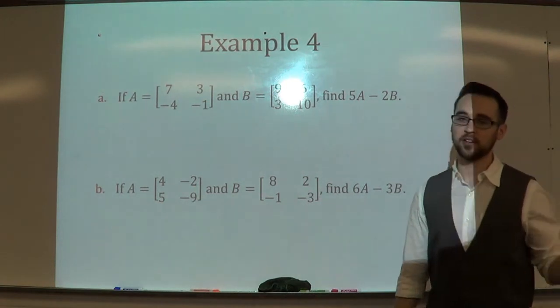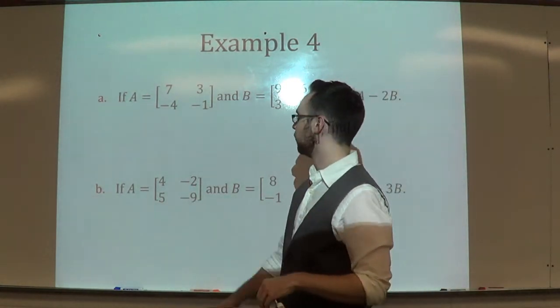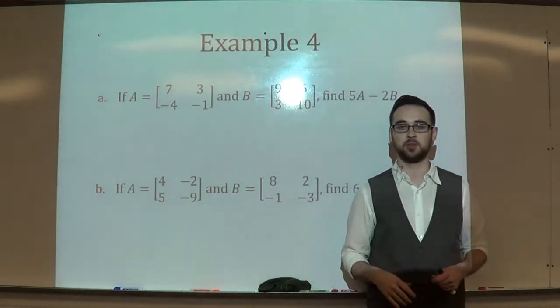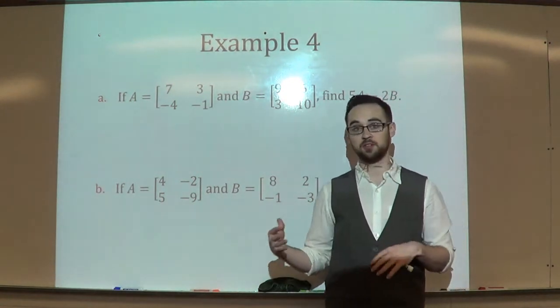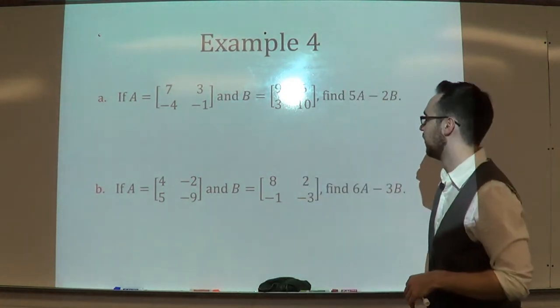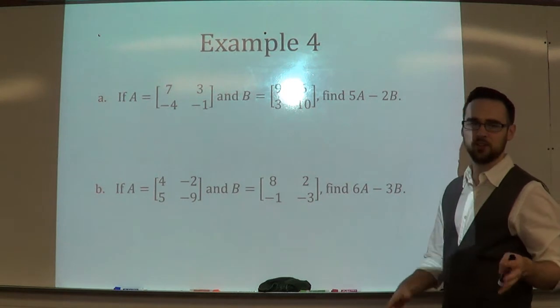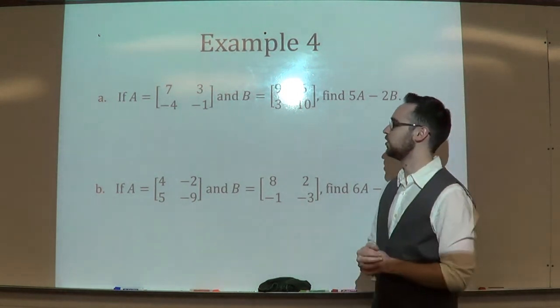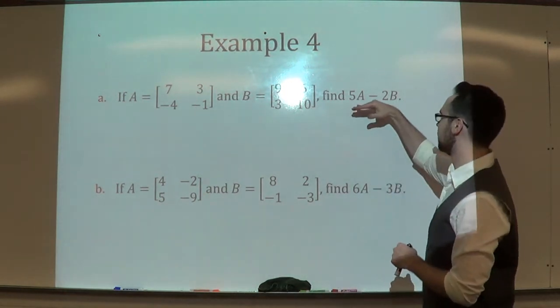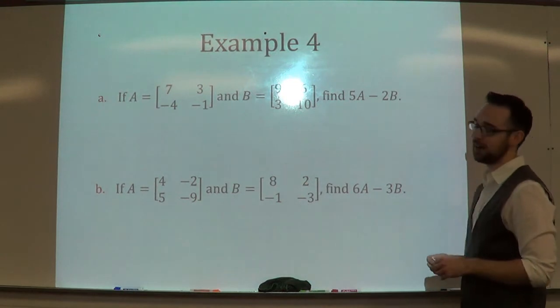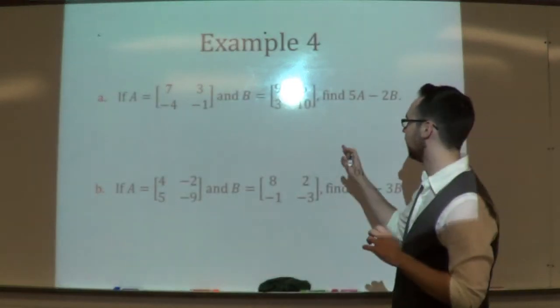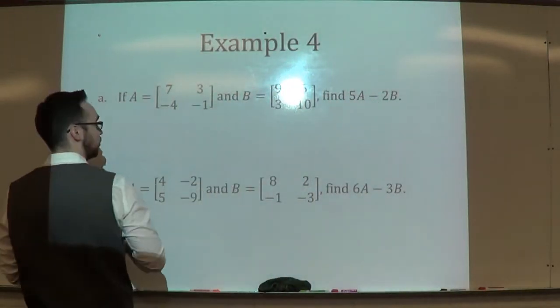We can put the scalar multiplication together with some of the addition and subtraction things we were doing before. There are a couple of different ways you can do this, and I'll show you some of those different ways. It just depends on how you think and how your orientation works with some of these things. So they're asking us to find 5a minus 2b. The first thing you want to do is write out that 5a minus 2b.